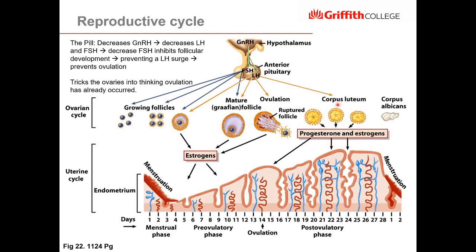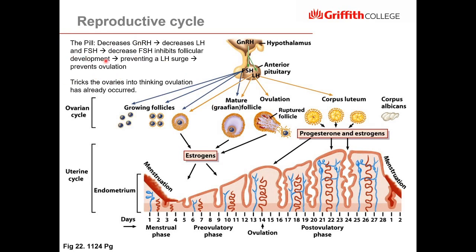Now, in the event of successful implantation, so if this oocyte gets fertilized and implants itself nicely, say in here, then the corpus luteum will continue to exist due to the release of HCG. If, however, there is no successful fertilization and implantation, the corpus luteum is going to then degrade into the corpus albicans, and that sudden decrease in progesterone will cause the beginning of menstruation.